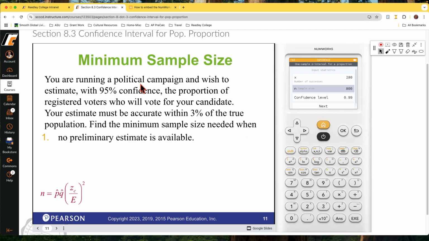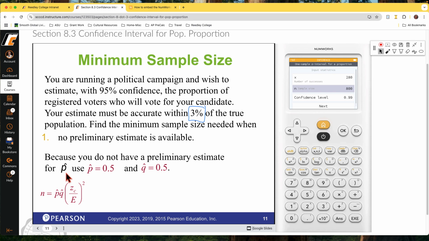So here we are. You're running a political campaign and wish to estimate with 95% confidence the proportion of registered voters who will vote for your candidate. Your estimate must be accurate within 3%. So the boss has said, margin of error no bigger than 3%, right? Find the minimum sample size needed. First, when no preliminary estimate is available. Well, in that case, remember, we're just going to make an assumption that p hat is 0.5 and q hat is 0.5, right? 0.5 plus 0.5 is 1.